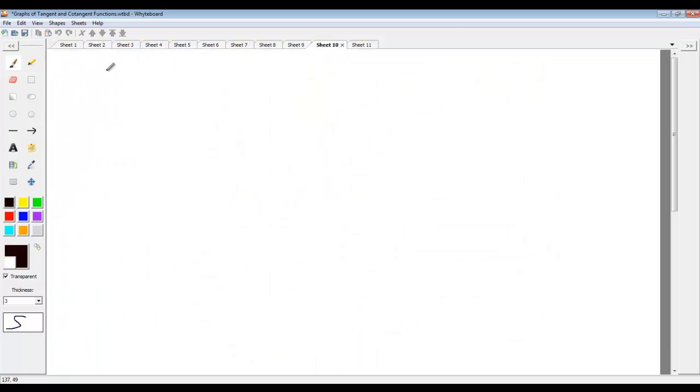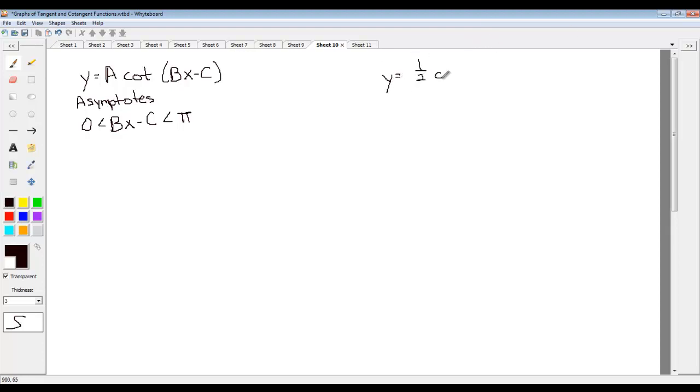Alright, let's graph one more cotan, just to make sure we've seen enough of those. Let's talk about cotan when you have more going on, like y equals a cotan bx minus c. So we do 0 is less than bx minus c, which is less than pi for the asymptotes. So if you have y equals 1/2 cotan of pi over 2x, 0 is less than pi over 2x, which is less than pi. So 0 is less than x, which is less than 2. Here the a is 1/2, so that tells us it's going to be vertically squashed.